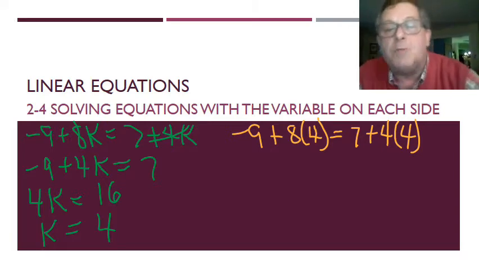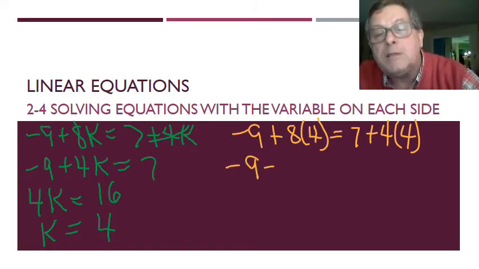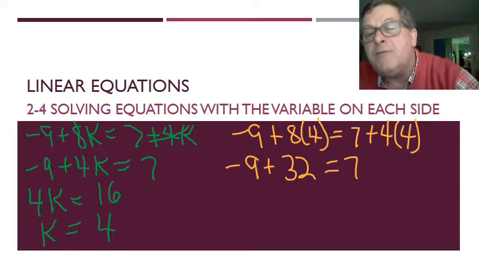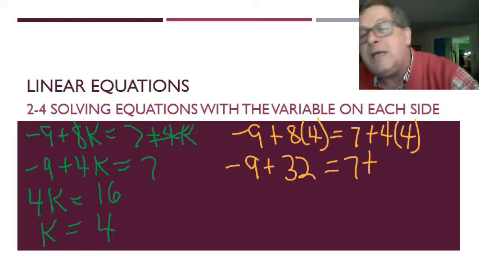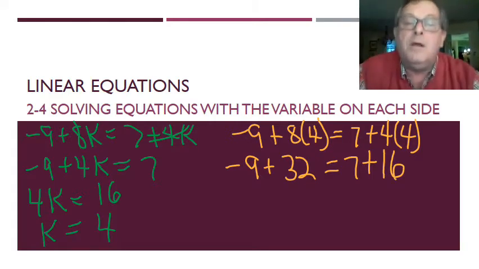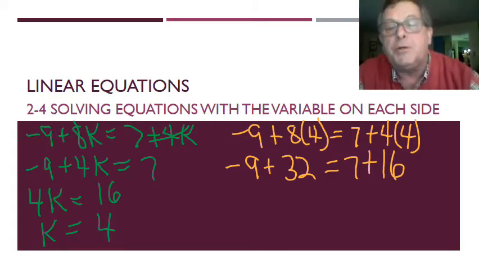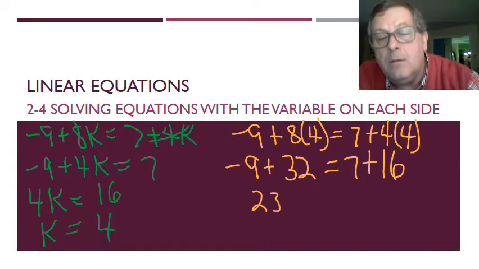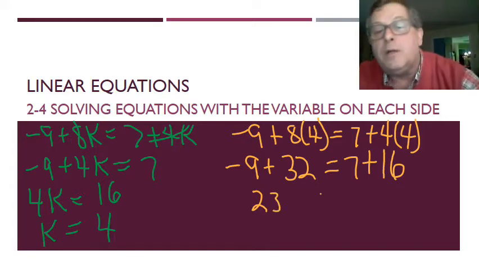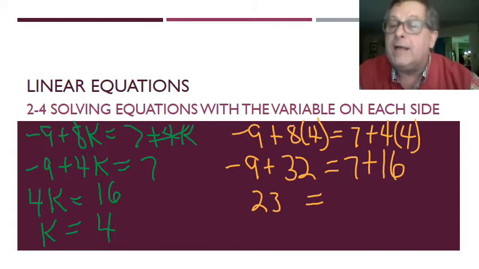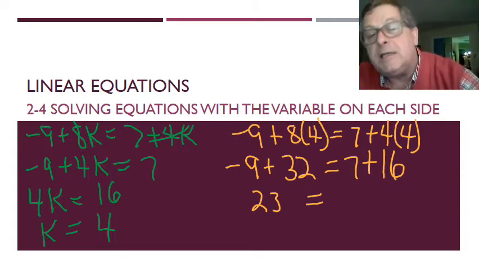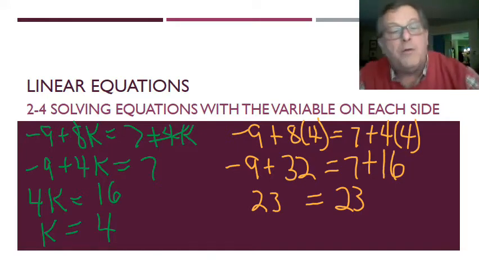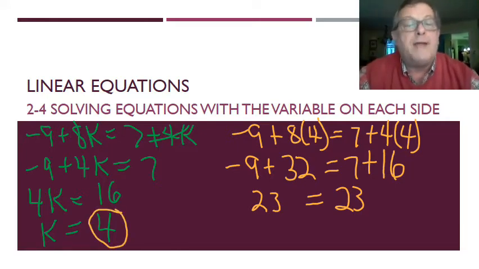All right, let's set out to solve this. Well, okay, I got minus 9 plus, well, 8 times 4 is 32, equals 7 plus 4 times 4 is 16. All right, so negative 9 plus 32 is going to give me 23. And over here on the right side, I got 7 plus 16. 7 plus 16 is 23. And 23 equals 23. So I now know that 4 is the correct answer.